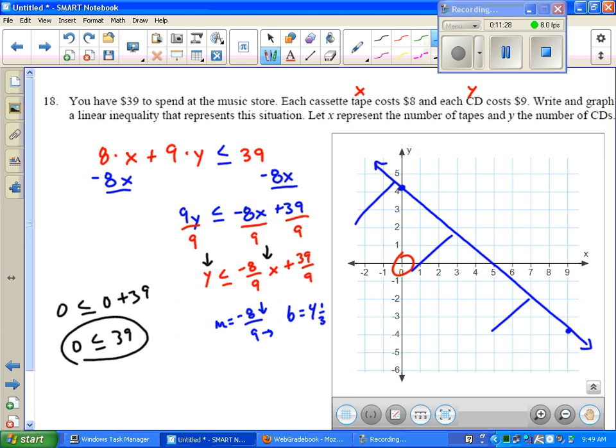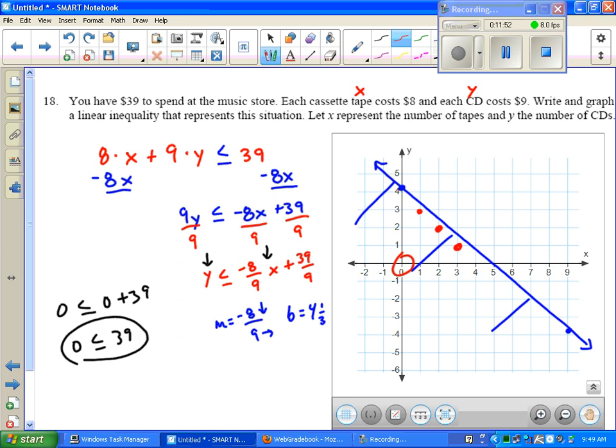It says write and graph a linear inequality that represents the situation. Let X represent tapes, Y represent CDs. So as you look at this, if you want to read this, if you buy 3 tapes, like let's say you pick this point right here, if you buy 3 tapes, you can only buy 1 CD. If you buy 2 tapes, you can buy 2 CDs. If you buy 1 tape, you can buy 3 CDs.